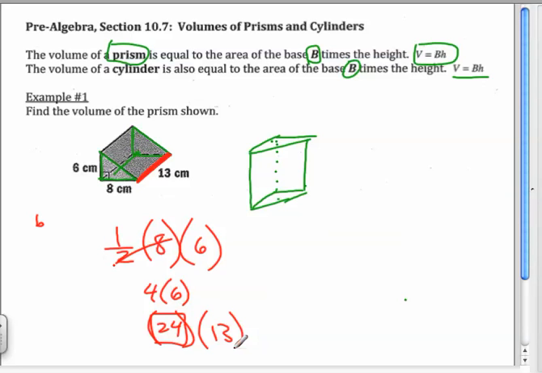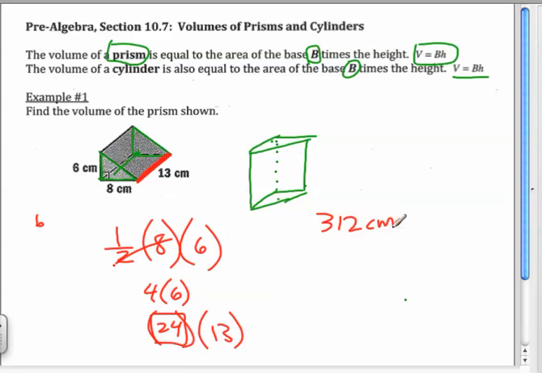24 times 13. Anybody have 24 times 13 for me? Raise your hand when you get it. Justin. 312. I'm sorry? 312. 312 centimeters. Centimeters. Cole?